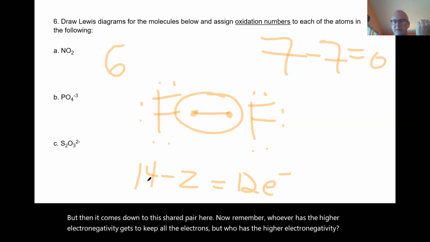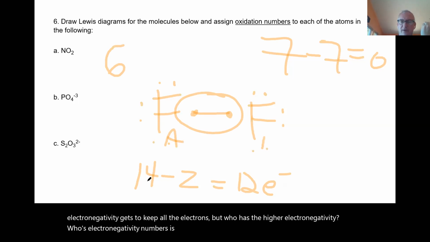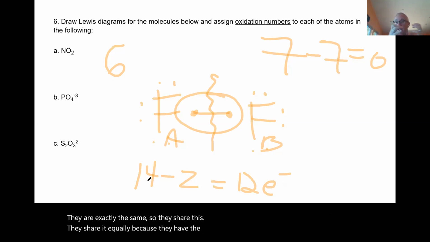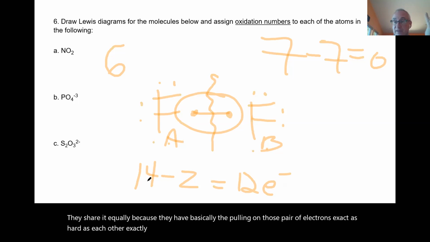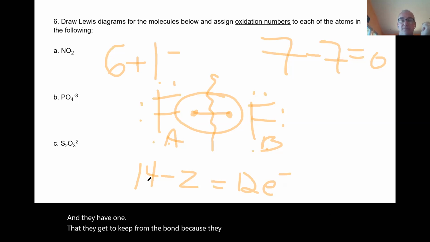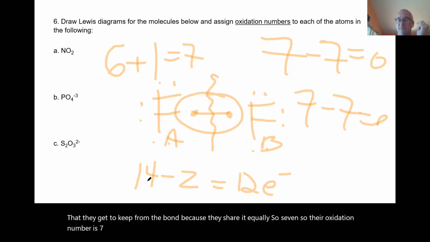Whose electronegativity number is greater, fluorine A or fluorine B? The same. They're exactly the same. So they share this. They share it equally because they're pulling on those pair of electrons as hard as each other, exactly the same. And so they share them. And so we say they have 6 lone pairs and they have 1 that they get to keep from the bond because they share it equally. So 7. So their oxidation number is 7 minus 7 equals 0.